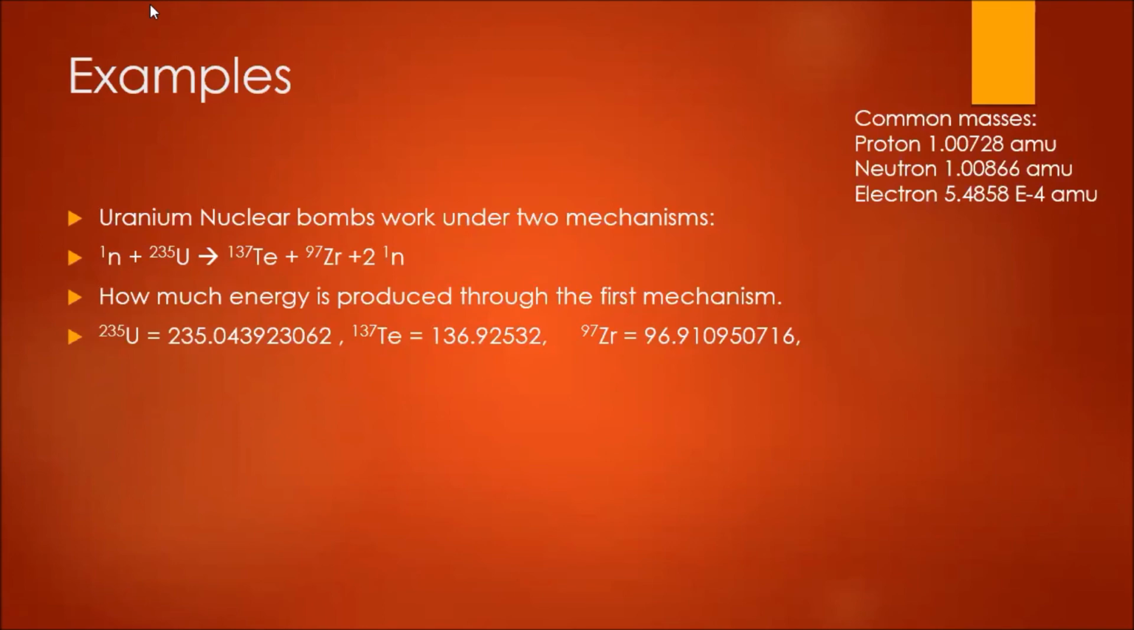Need to annotate. So all the products add up to 235.8535907. All the reactants, uranium and one neutron, come to 236.0525831. So the mass defect, the difference between these two, is a small difference, but it's a significant difference.